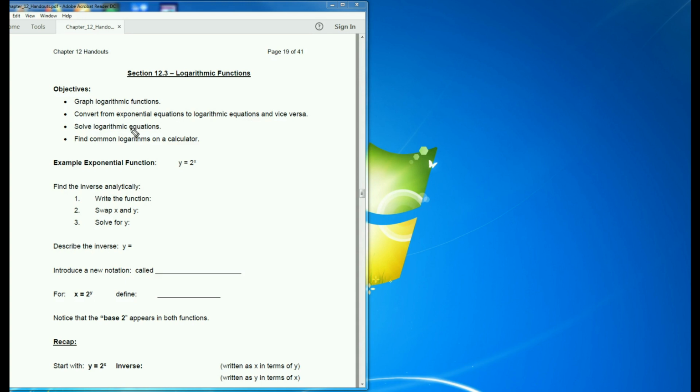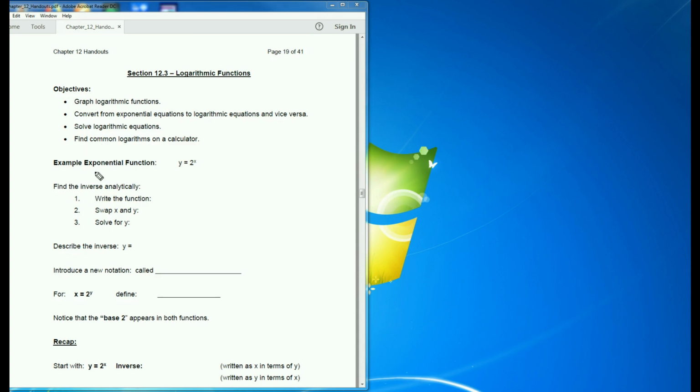And really, I think we should add another objective at the very top, which is to explain what a logarithm is. Maybe you're familiar with them, maybe you've done calculations with them before. What I really want to do is make sure that you really understand what a logarithm function is.